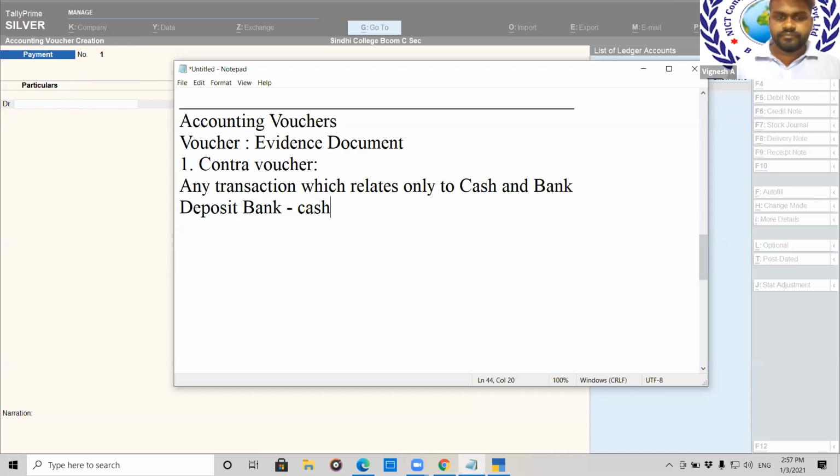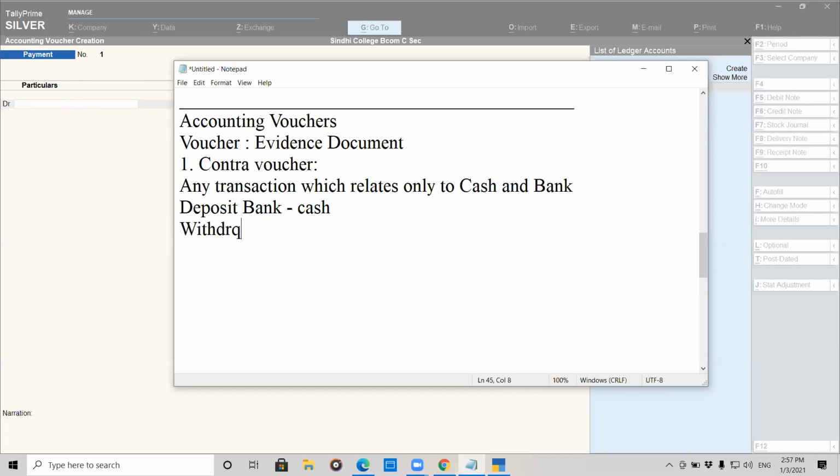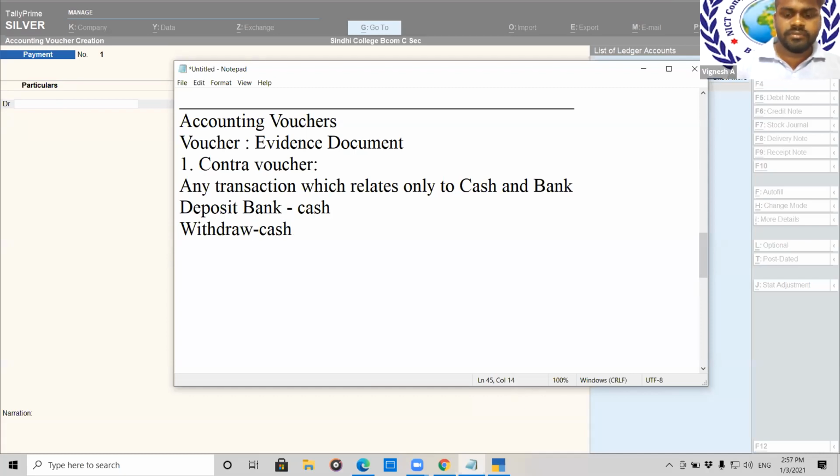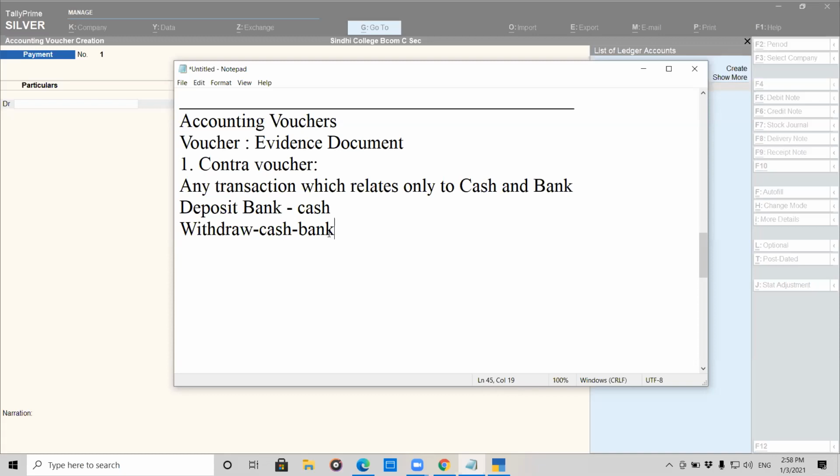When we make a withdrawal, it is cash account to bank account. In the sense, bank is the giver and cash is coming in as the receiver. Understanding?